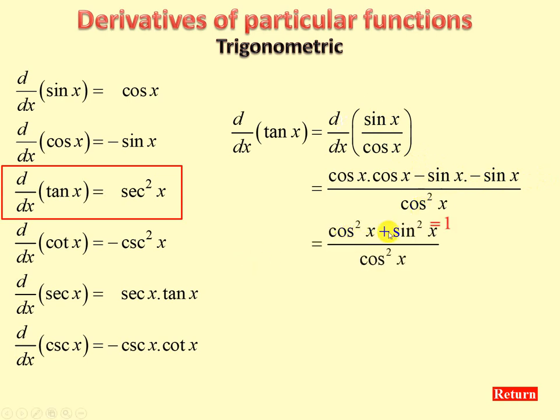Simplifies to that, and of course that there is the Pythagorean ratio equal to 1. So we have 1 over cos squared, which gives us our sec squared.